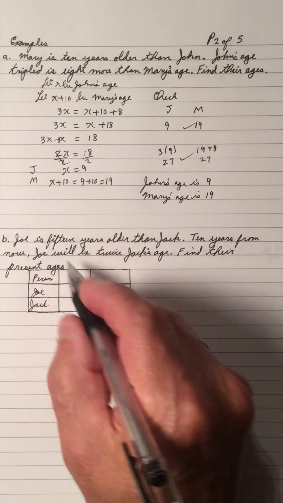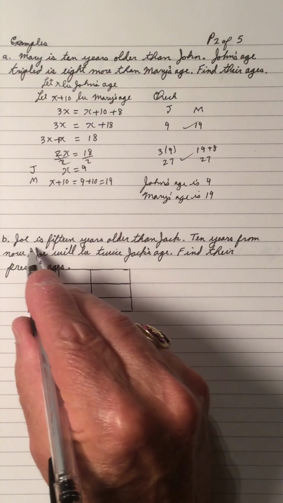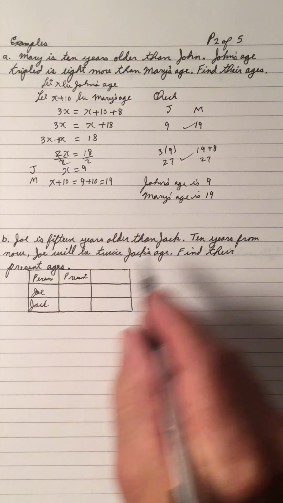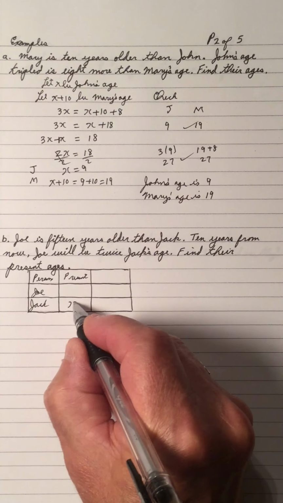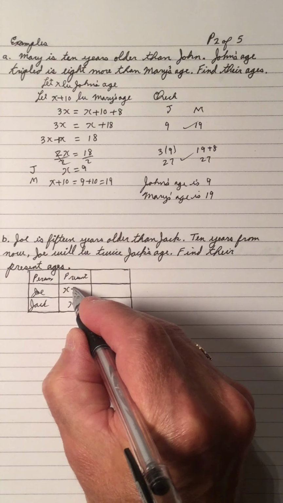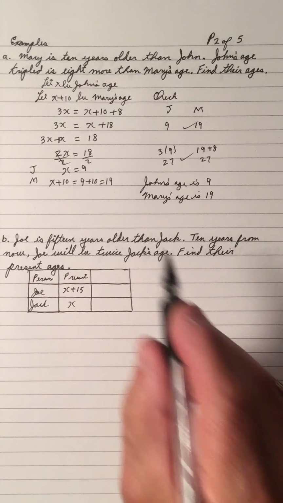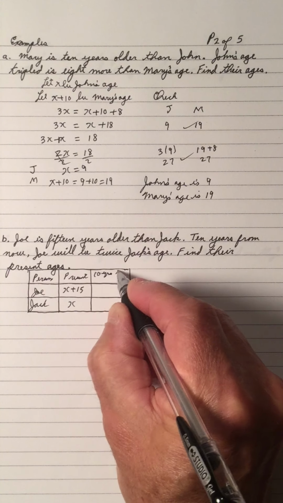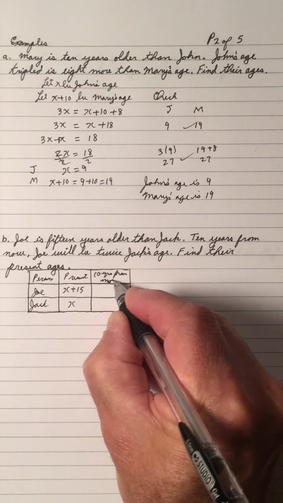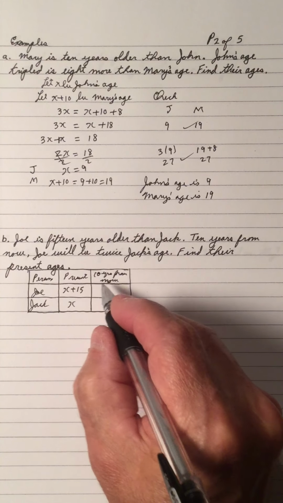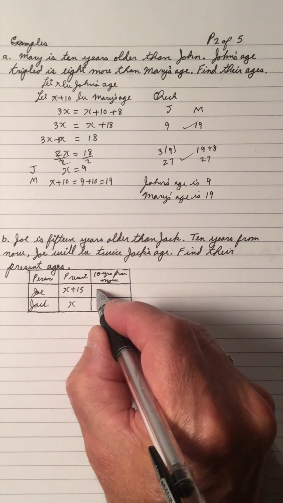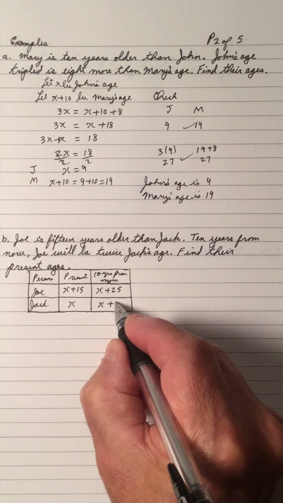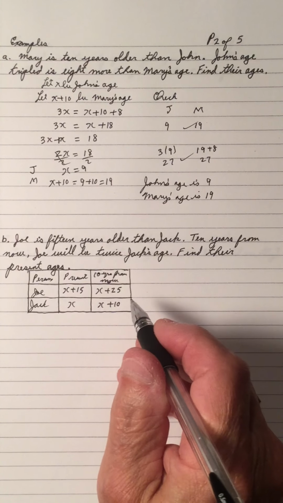Okay, so now what we got to do is notice that Joe is 15 years older than Jack. So let's do their present age first. And Jack is on the right, so we'll let X be Jack. And Joe is 15 years older, so that's their present age based on the first sentence. 10 years from now is in the future, so that means we have to add on 10. So we add on 10 to X plus 15, that gives X plus 25. And we add on 10 to X is X plus 10. Remember, you can't add 10 and X because they're not like terms.